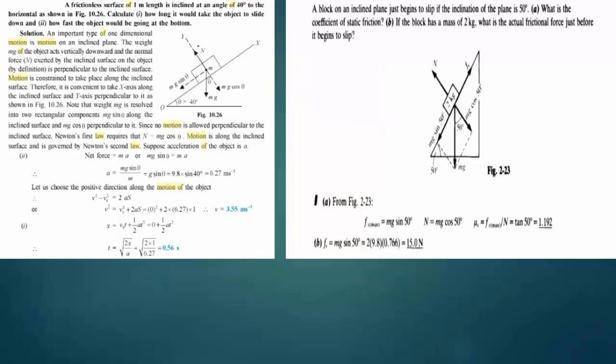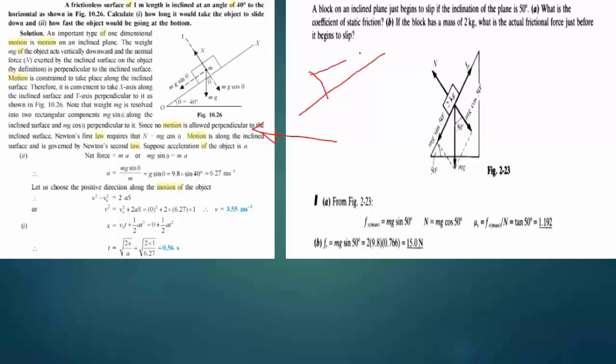Kwa mfano labda tuanzie na ili huku kwanza afu ndo tuje huko. So a block on an inclined plane just begins to slip if the inclination of plane is 50. Okay, if inclination of a plane is 50 ndio inaanza kufall. So when 50 pale ndio limit, sawa, ya kuanza kufall na kubaki stationary. So what is the coefficient of static friction? B, if the block has mass of 2 kilograms, what is the actual frictional force just before it begins to slip? We will start by reviewing forces ambazo ziko kwenye inclined plane.